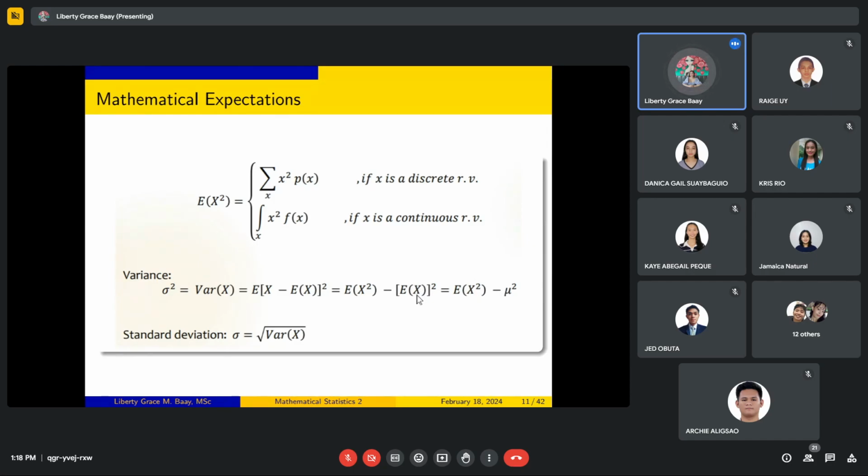So this is equal to the expected value of x squared minus, so kini siya class, di ba? Ang expected value of x is equal to the mu. So this is just equal to mu squared. Okay. So kini ang formula, you can use this one or this one. The expected value of x squared minus mu squared. Okay, then of course for the standard deviation, that is just the square root of the variance.